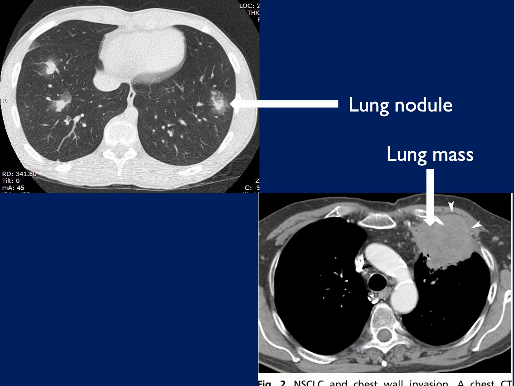In terms of a CT scan, the nodules are much more easily visible. The upper left picture depicts the lung nodules, versus masses, which are even easier to see than they are on an X-ray.